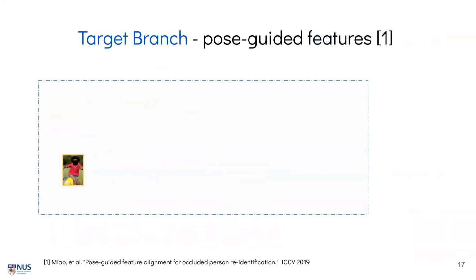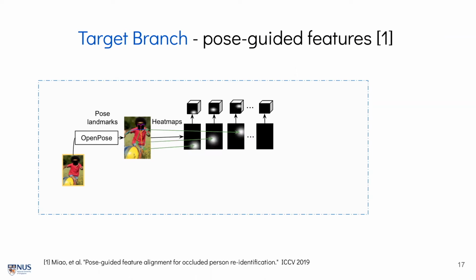First, the target branch. It is designed to capture the pose-guided features of a cropped target, which helps in disentangling information from a target person and occluded regions. For this, first, 18 pose landmarks are generated that come with XY coordinates and a confidence score. These landmarks are utilized to generate 18 Gaussian heat maps centered on XY coordinates. Heat maps are set to 0 for landmarks with a low confidence score. This prevents feature extraction from occluded regions of a target.